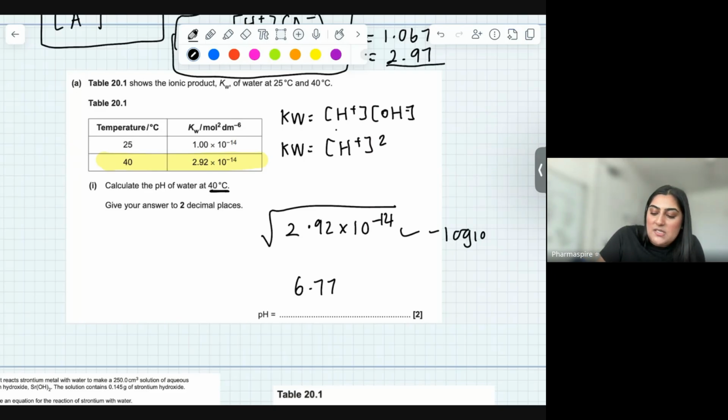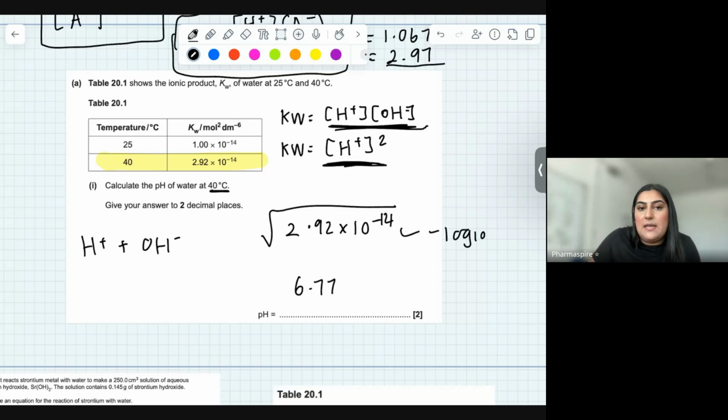The reason why, do you see how it's a 1-to-1 ratio? In the neutralization equation, you've got the same concentration for H plus and OH minus, so they cancel out. Because they cancel out, you can basically rewrite it to say that you have 2 lots of H plus, and that's why we can square it. It's just an assumption that can be made. They use the same assumption in Ka. Is that okay?